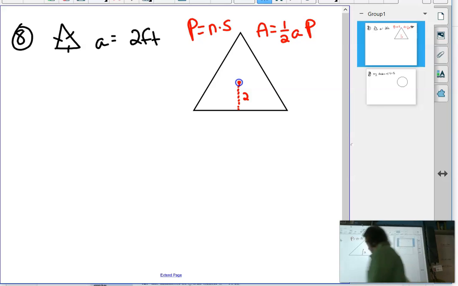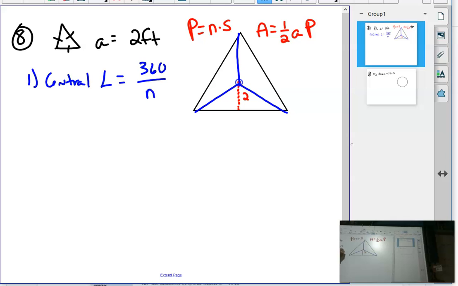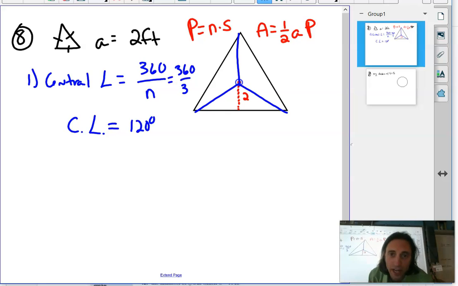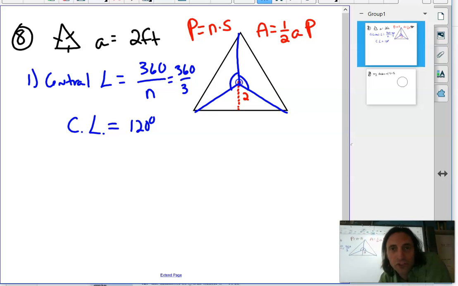So I'm going to draw the 3 triangles here. And I've got 1, 2, 3. So my central angle equals 360 divided by the number of sides, so that's 360 divided by 3. So my central angle is equal to 120 degrees. So basically, each one of these central angles is 120 degrees. Like this is 120, that's 120. And of course, the one that I'm splitting in half is also 120.